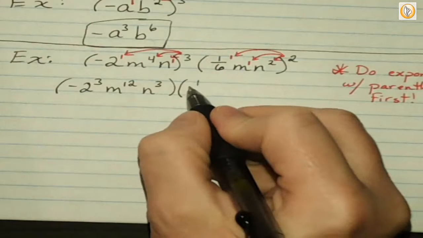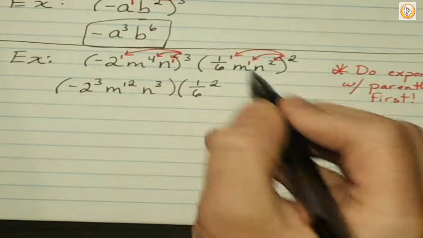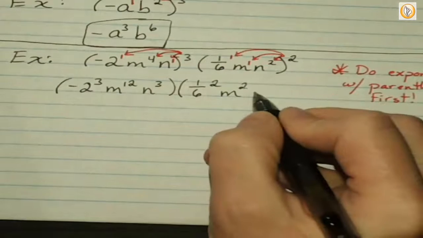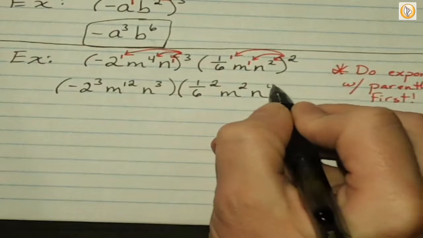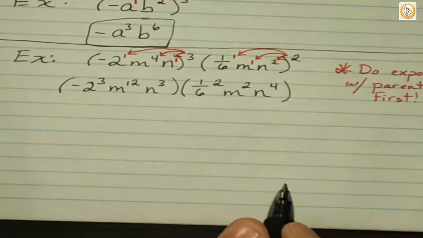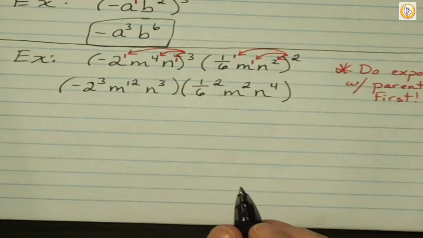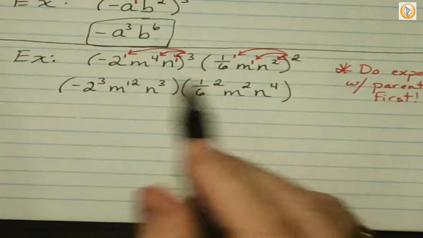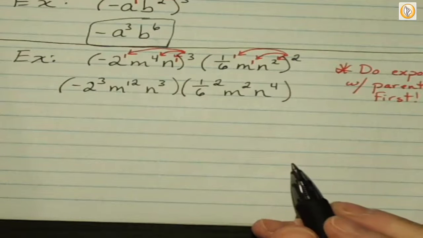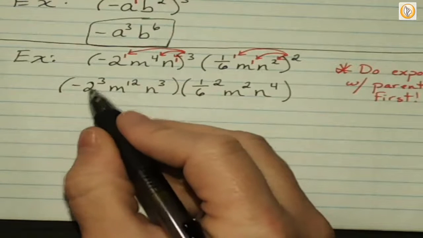This one would be 1/6 to the second power, because 2 times 1 is 2. m to the second power, because 2 times 1 is 2. And n to the fourth power, because 2 times 2 is 4. Write this down. Look at it before I move on. Ask questions now before we move on. You have to know how to do this. You're going to see a lot of this. Any questions? Okay, now we can start working it out.